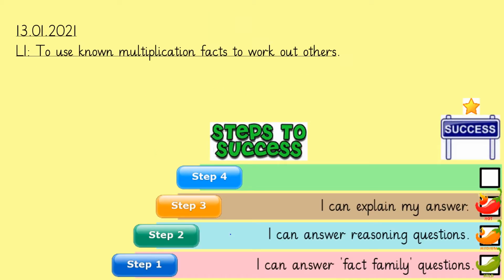Right, so today we are going to be using known multiplication facts to work out others, okay? So we're going to use things that we already know, times tables we already know, to work out bigger times tables, okay? And it's all about looking for patterns, so that's what we're going to be looking at today. Step 1, the mild challenge, is going to be answering fact family questions, and we're going to have a go at that on our paper today. Step 2 is answer reasoning questions, and step 3 is to explain my answer.